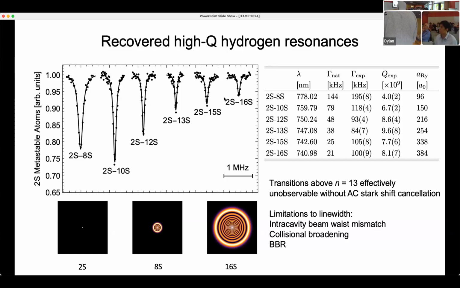There's a little bit of a variation in the amplitude, and that's just because the power in the cavity, due to the reflectivity of the mirror, changes as we shift these different wavelengths. But what we've been able to get is Q factors on these transitions which are about an order of magnitude better than anything that's been seen before.